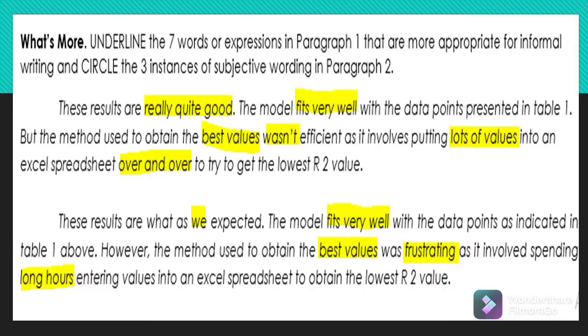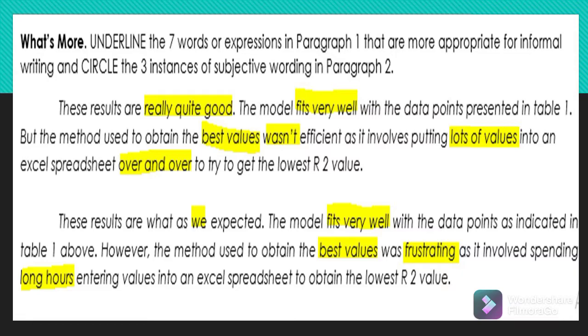Let's take a look at the following paragraphs. In the first paragraph, the phrases "really quite good," "fits very well," "best values," "lots of values," and "over and over" are such general descriptions and can be made more formal by adding figures to represent the result.